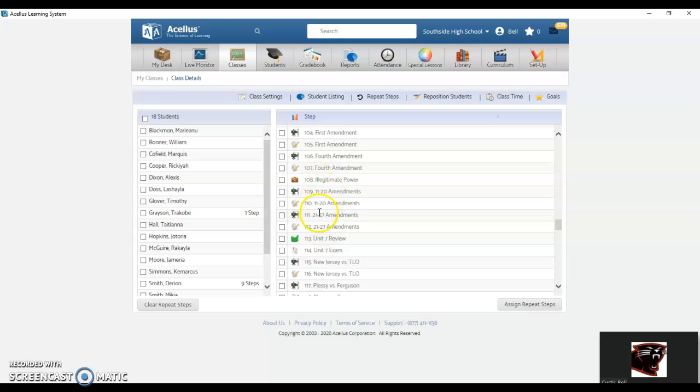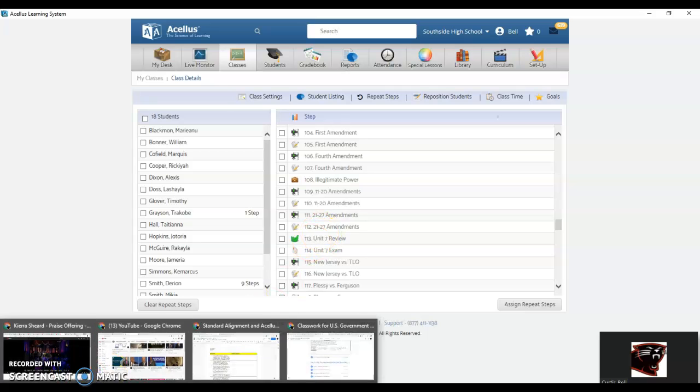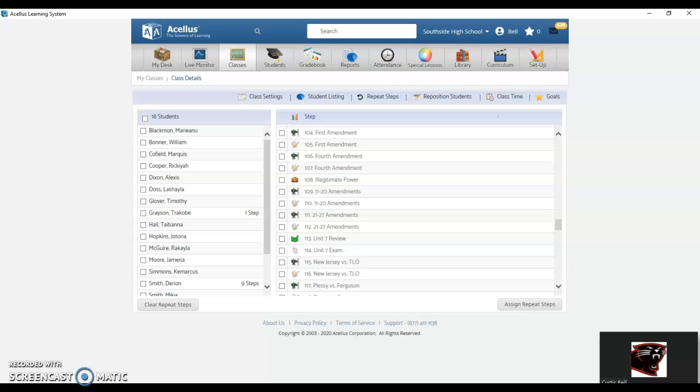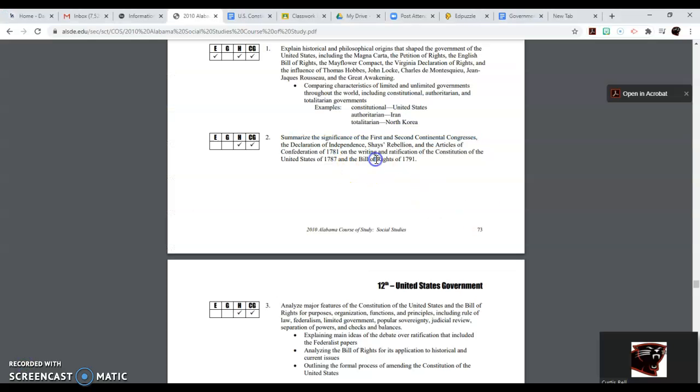Thereafter, you had Amendments 11 through 20, and then 21 through 27, and I told you to stop. Don't even do the Unit 7 review. And so, if you follow the instructions, you would see where you are. So where would that have placed you?